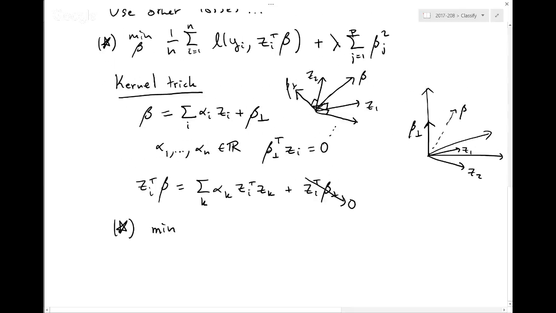Now, since I wrote beta based on these alphas and this beta perpendicular, I'm just going to make it so that we're trying to minimize over the selection of alphas and this beta perpendicular. Because these two things give me beta. And now I have my 1 over n, sum i equals 1 to n, my empirical risk, L, y_i. Now I have my Z_i transpose beta, but that was the sum over k of alpha_k times Z_i transpose Z_k.